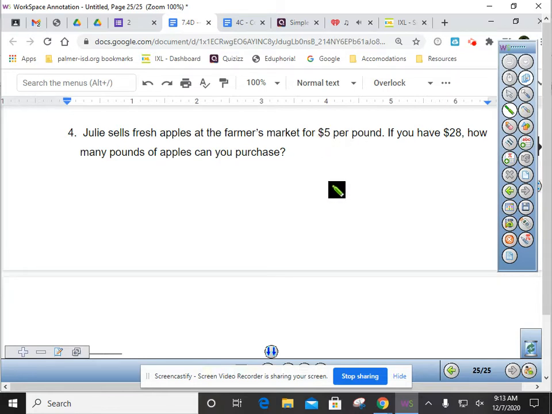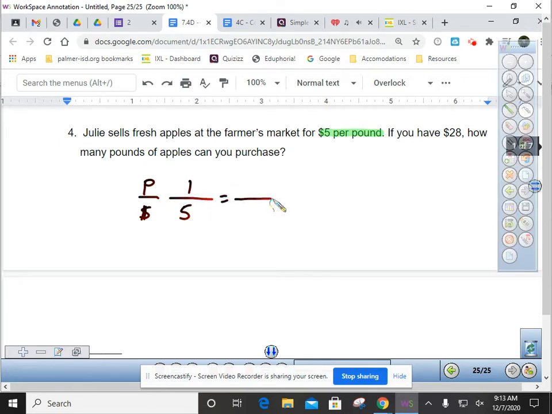Is there an equation here? No. So what do you have to do? Write a proportion. What does this mean? Per pound. What does it mean? 1 pound. So what are our words? Pounds and monies, right? And 1 pound costs how much? $5. And we want to know about what? 28 dollars. Where does that go?